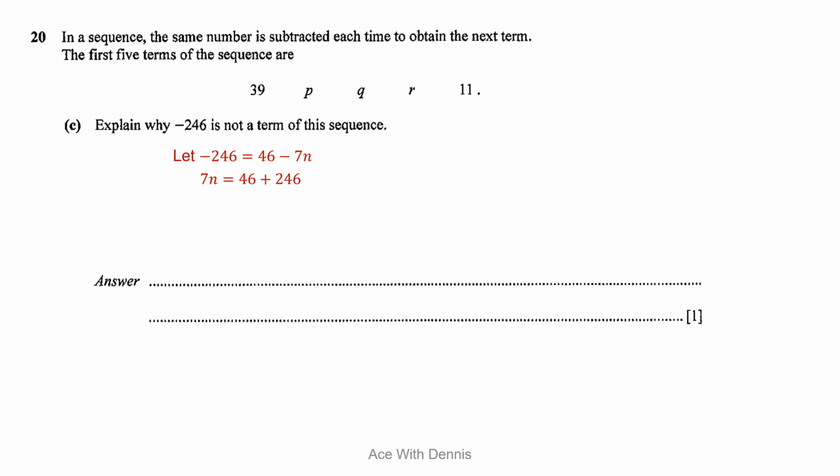7n equals 46 plus 246, which is 292. Therefore, n is 292 divided by 7. We'll get a decimal number, 41.714 something. From here, we can see that n is not a positive integer because n tells us the nth term. So it is not possible to be a negative or a decimal number. Hence, negative 246 is not a term in the sequence.